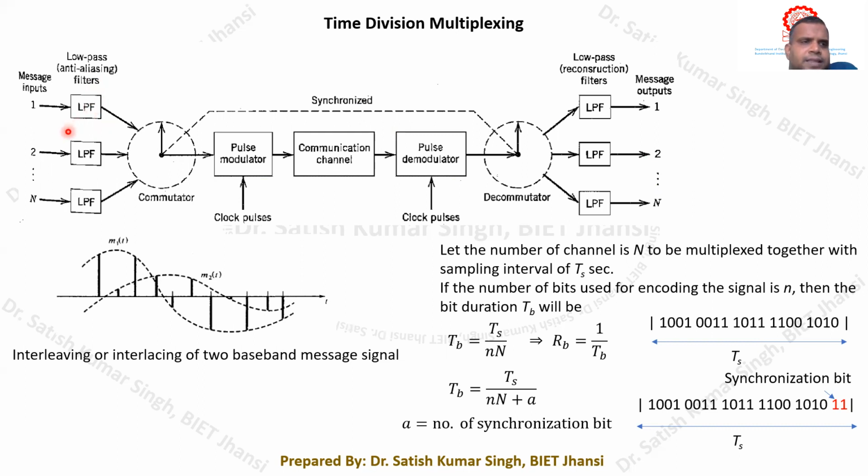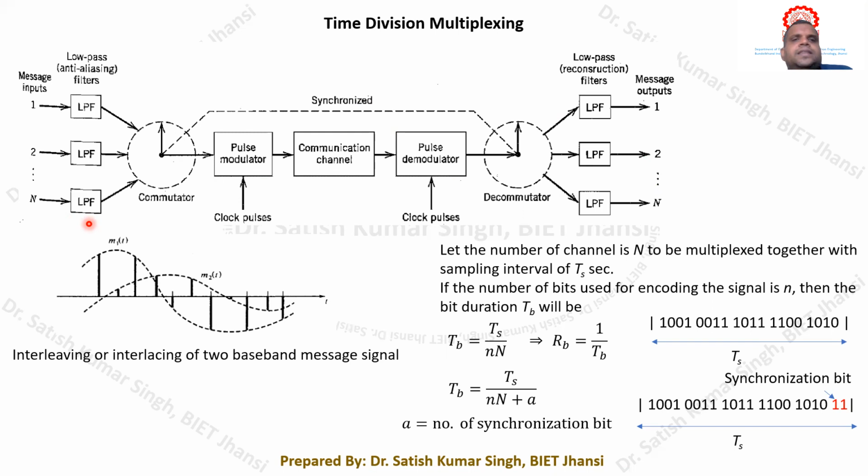Let us say that we have a total of n such users that want to send their information to n other users at the other end. So this is the n number of messages that we want to send. First we need to band limit each signal, and after band limiting, as we already saw in pulse code modulation, we go for sampling, then quantization and encoding, and then this encoded signal is sent through the transmission channel.